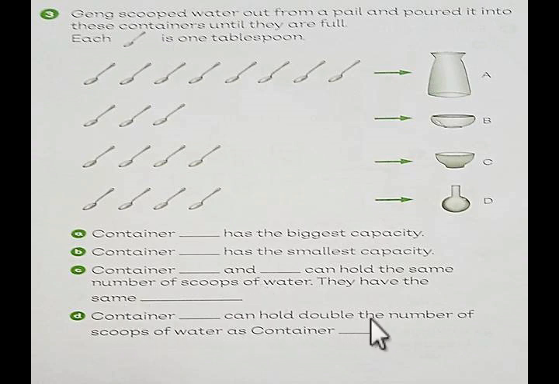Letter D. Container blank can hold double the number of scoops of water as container blank. It means a lot of water. Which container can hold double? Is it A, B, C, or D? What letter? Then scoops of water as container, what letter? A, B, C, or D? Right here.